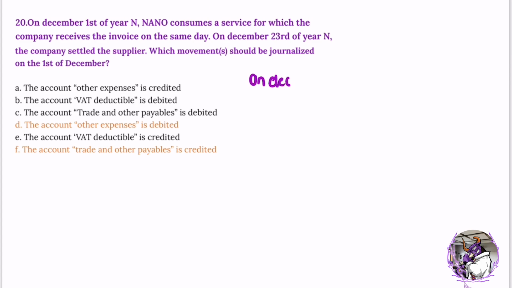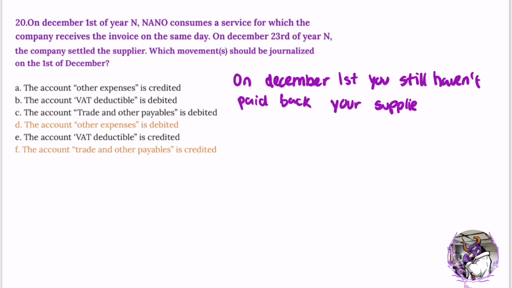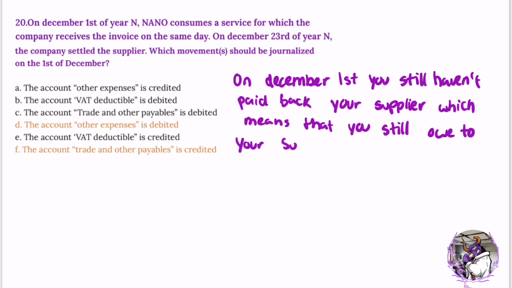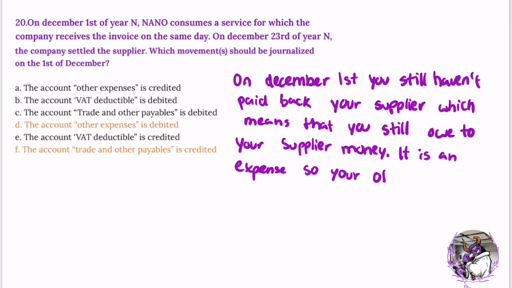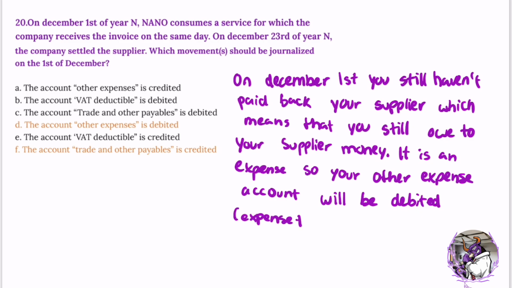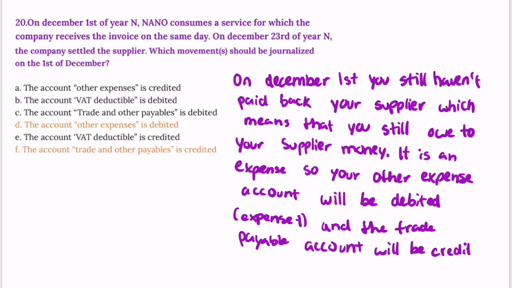Question 20. On December 1st of year end, Nano consumes a service for which the company receives the invoice on the same day. On December 23rd of the year end, the company settled the supplier. Which movements should be journalized on the 1st of December? The correct answers are letter D, the account other expenses is debited, and F, the account trade and other payables is credited. That is because on December 1st, you still haven't paid back your supplier, which means that you still owe your supplier money. It is an expense, so your other expense account will be debited, and the trade payable account will be credited.